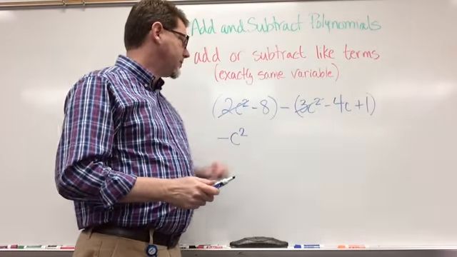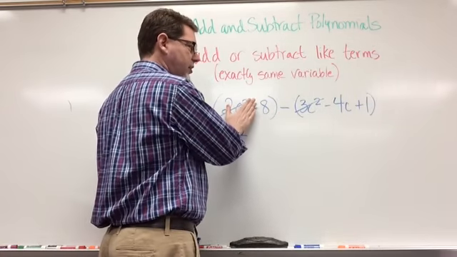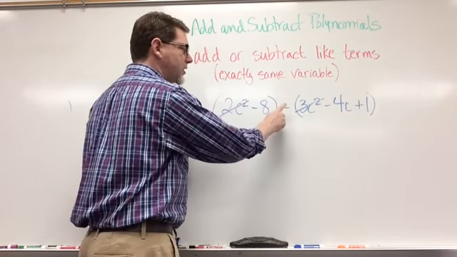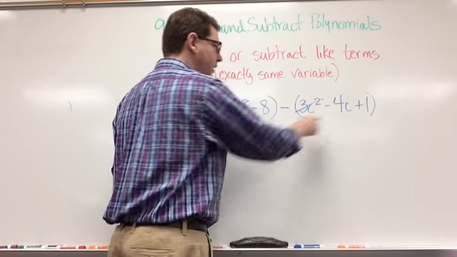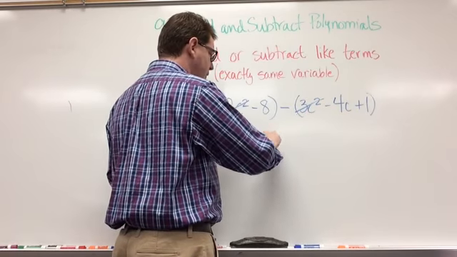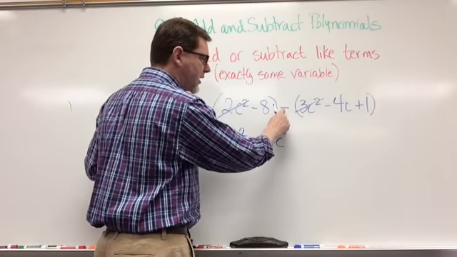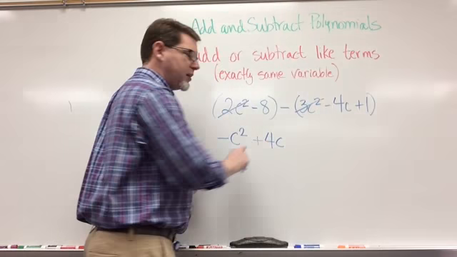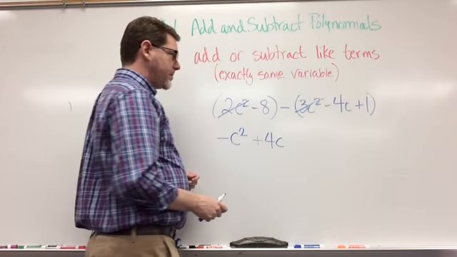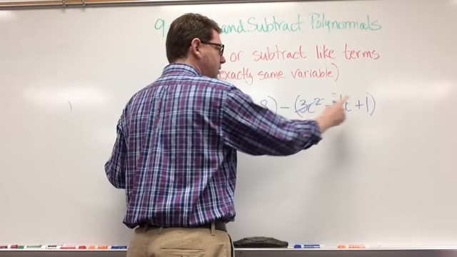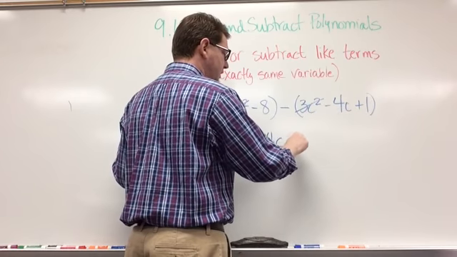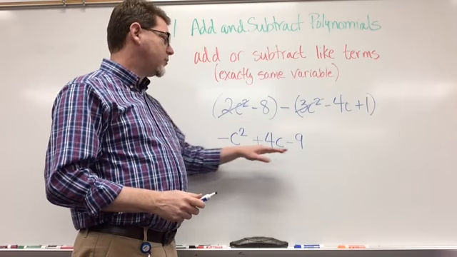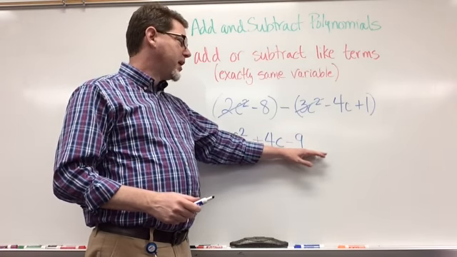Next I'm going to go to my c. I don't have any c's over here, but I know that I'm subtracting negative 4c. Well, when I subtract negative 4c, that means I have a plus 4c, because this negative times this negative, or this minus a negative, is the same as plus 4c. And then I have negative 8 minus 1, which equals negative 9. So my solution is negative c squared plus 4c minus 9.